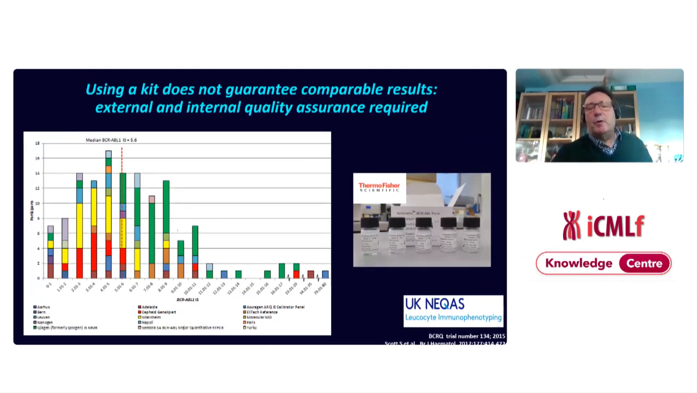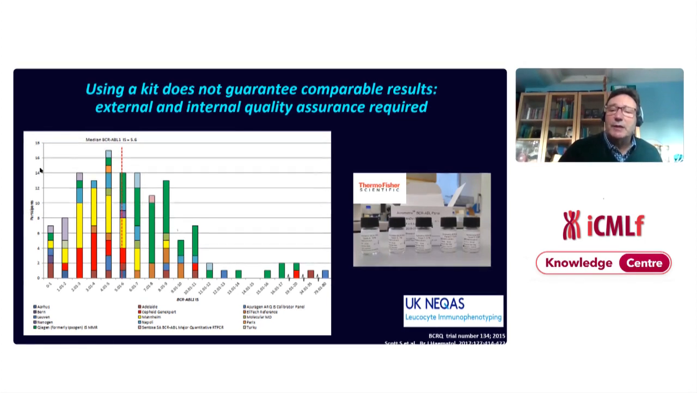One important point, though, is that using these kits doesn't necessarily guarantee comparable results. Like any complex test, you need to understand its limitations and variability. So we need external quality assurance and internal quality assurance to guarantee quality of results. We work in the UK and Europe with an agency called UK NEQAS. This is some of the data that they look at. They send out control samples 2 or 3 times a year. These are measured by labs and results returned.